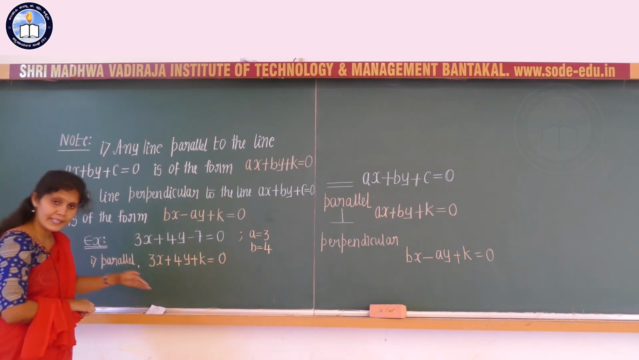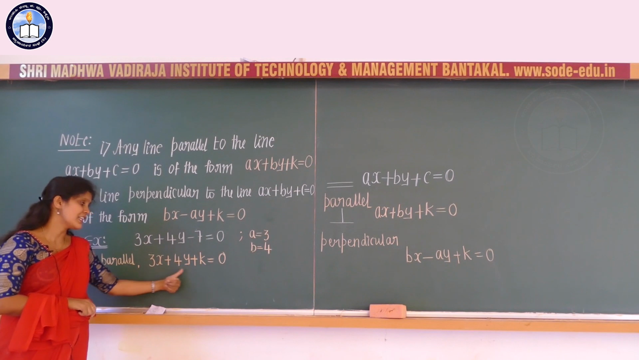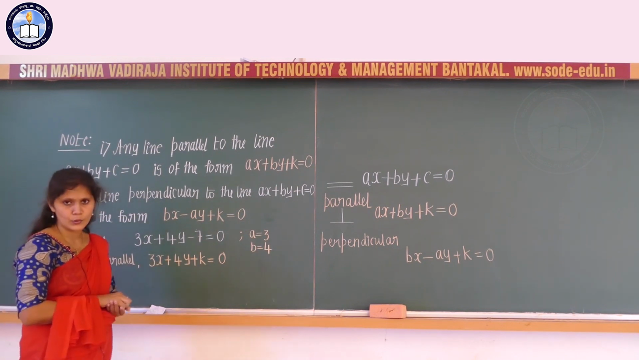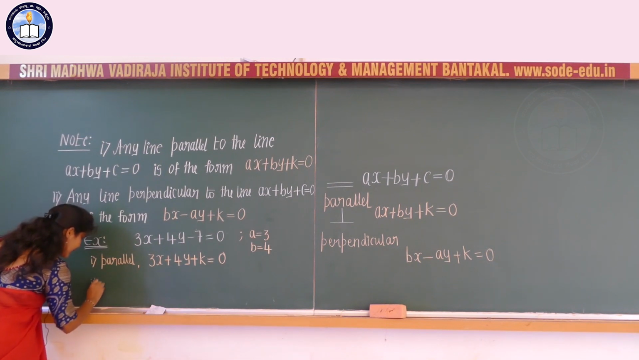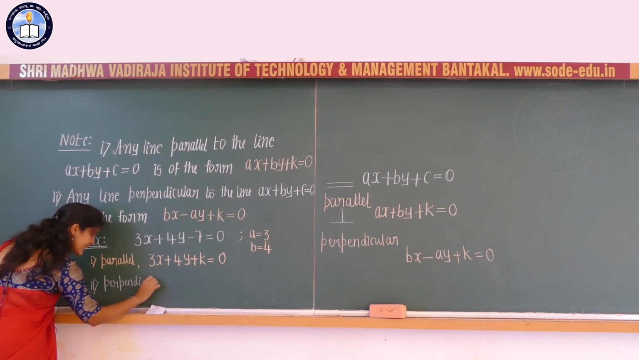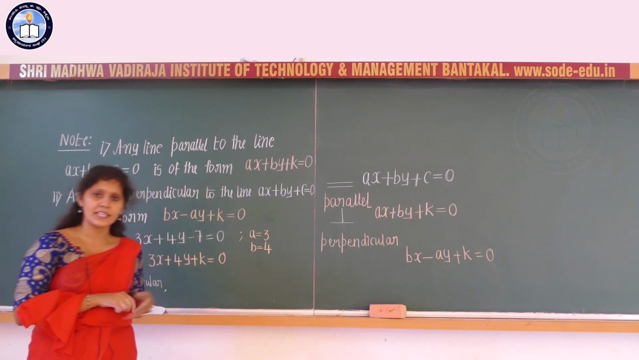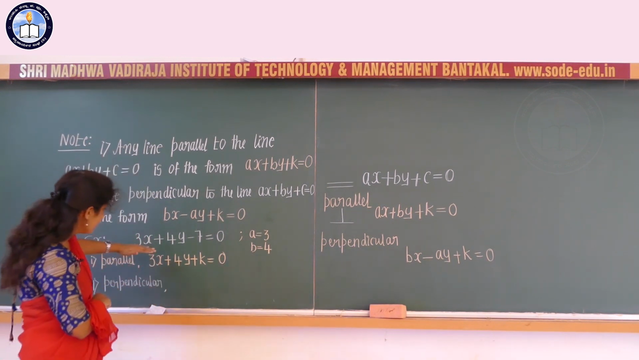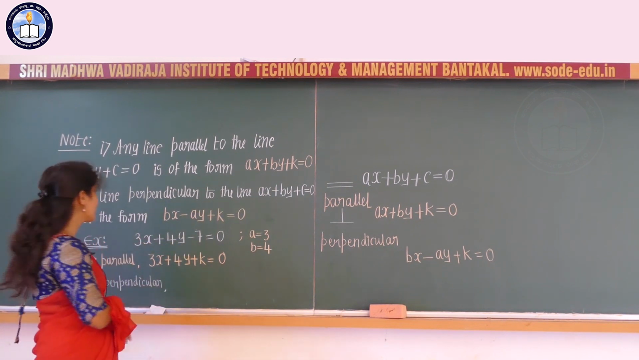So this is nothing but the required equation of the line. The required equation of the line which is parallel to the given line is given by 3x plus 4y plus k equal to 0. Now let me consider the second question, or second possibility. If the question is: find the equation of the line which is perpendicular to the given line. How to write the required equation?